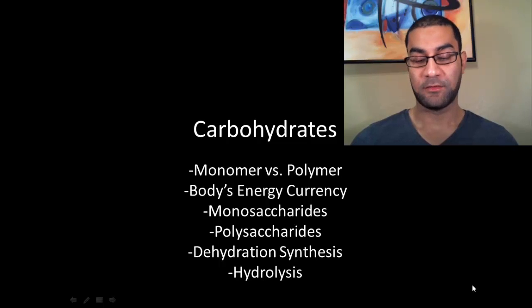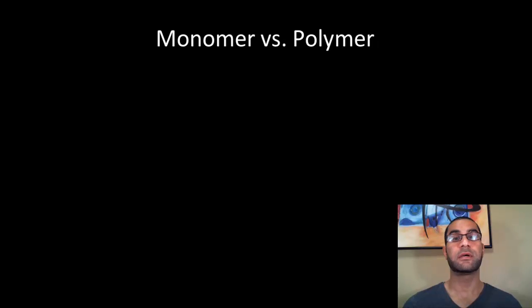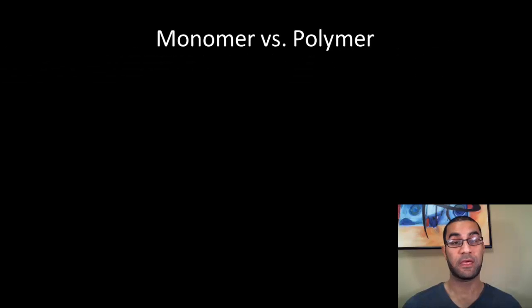So first, before we get into any of the specifics on carbohydrates, let's talk about the concept of a monomer versus a polymer. If you know anything about prefixes and their origins from different languages, usually Latin or Greek based, the prefix mono means one or singular, whereas the prefix poly means many. So if I refer to something as a monomer, then I mean that it's a single piece by itself.